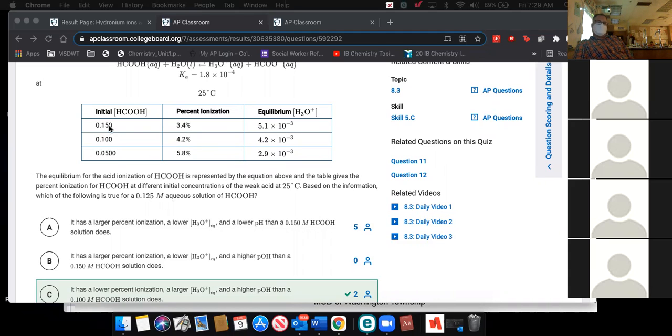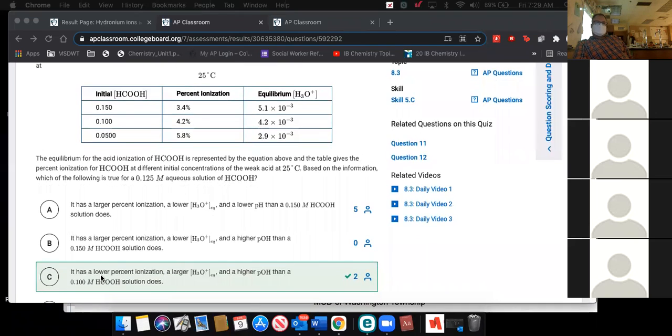So if we take a look, it's between here and here. That means that we should see percent ionization be somewhere between 4.2 and 3.4. And we should see equilibrium being somewhere between 4.2 and 5.1 times 10 to the negative third, respectively. So it has a larger percent ionization, a lower hydronium ion concentration, and lower pH than 1.5. So right there, we can see it should have a larger percent ionization.